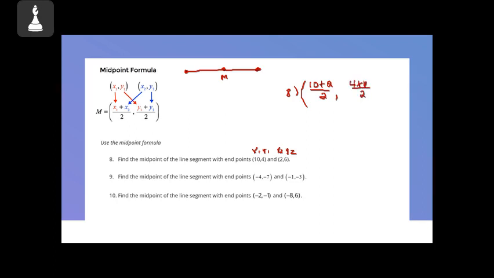Well, 10 plus 2 is 12. 12 over 2 is 6. 4 plus 6 is 10. Divided by 2 is 5. So the midpoint is (6, 5) for those 2 points.